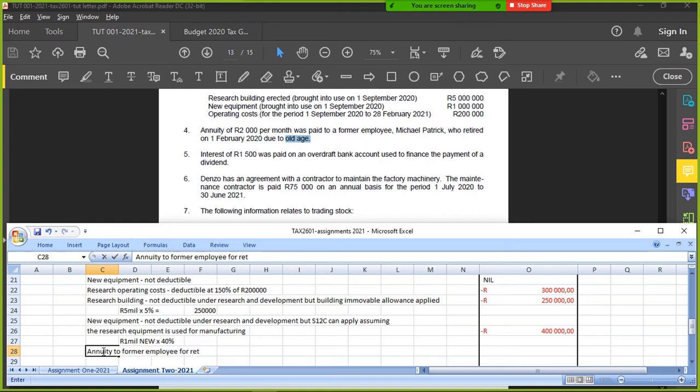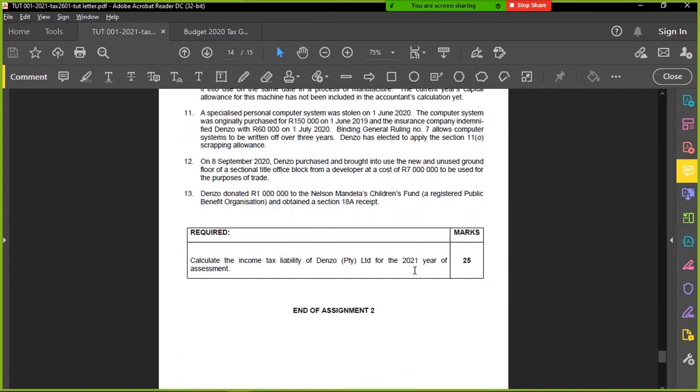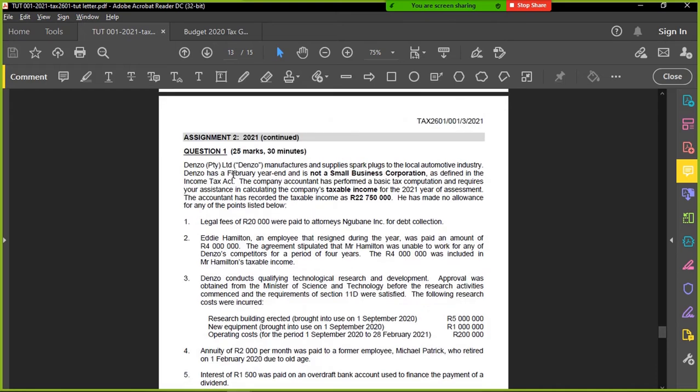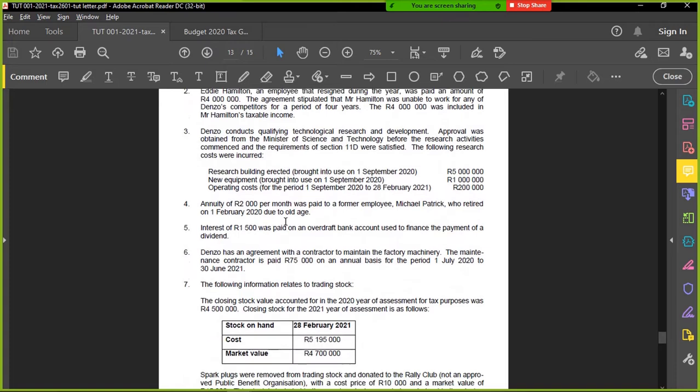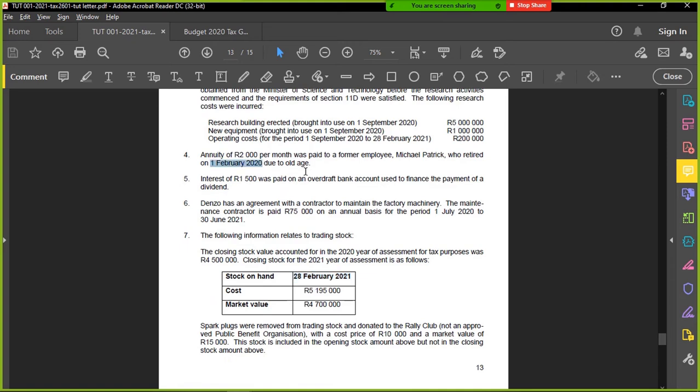Just a question on this one, because they did say he retired on the 1st of Feb. So I deducted 12 months. You have to count the months. So obviously we're looking at the 1st March 2021 tax year, and we know the year ends in February. If I'm looking at 2021 and he retired on the 1st of Feb 2020, that means it'll be from March. So you'll have a full year here, because it's from 1st March 2020 to 28 Feb 2021.